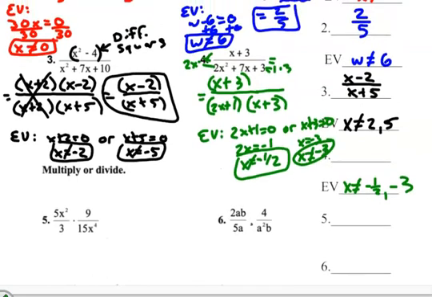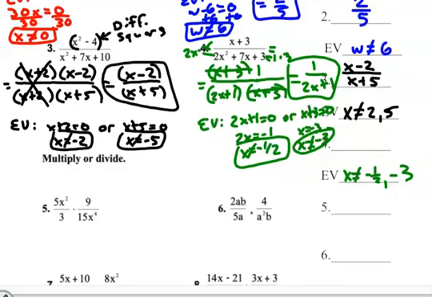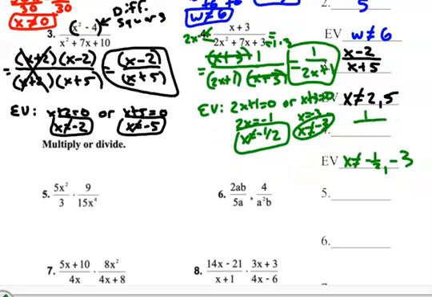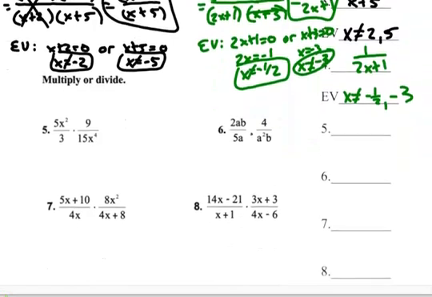Now I'm going to go finish this problem. The x plus 3's are going to be able to cancel. Up top, all that's left is a 1, so I'm able to write 1 over 2x plus 1 for my final answer for that one. So this one has a final answer of 1 over 2x plus 1. To be safe, you can put the denominator in parentheses. So that's how you simplify and find excluded values.